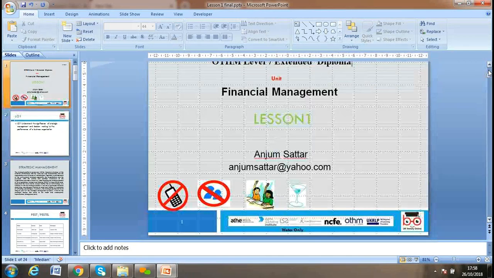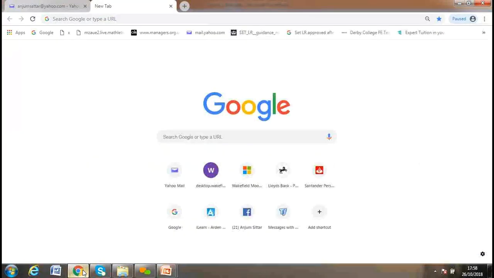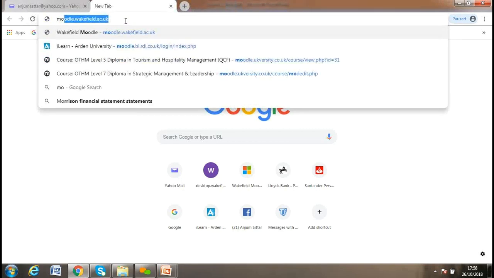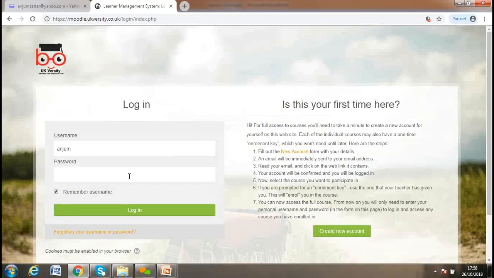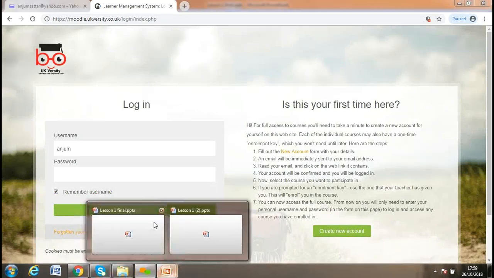Okay, welcome. We'll start our first lesson on financial management. During our last lesson, we discussed what we are supposed to cover during these lessons, and we mentioned the basic concept of financial management. So today we'll go through financial management. Anybody, any question? So we'll start.